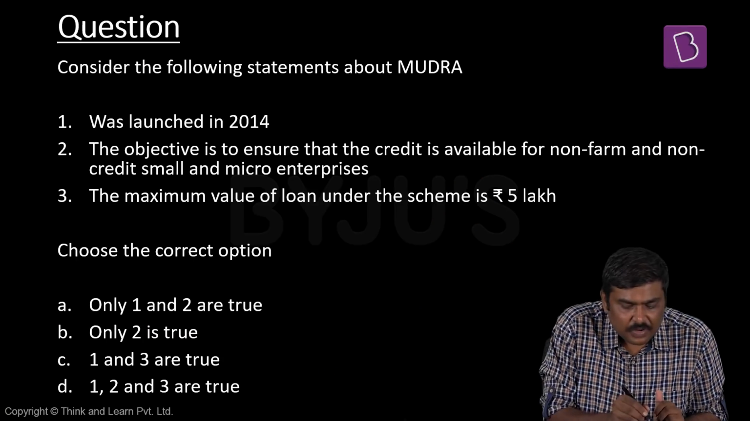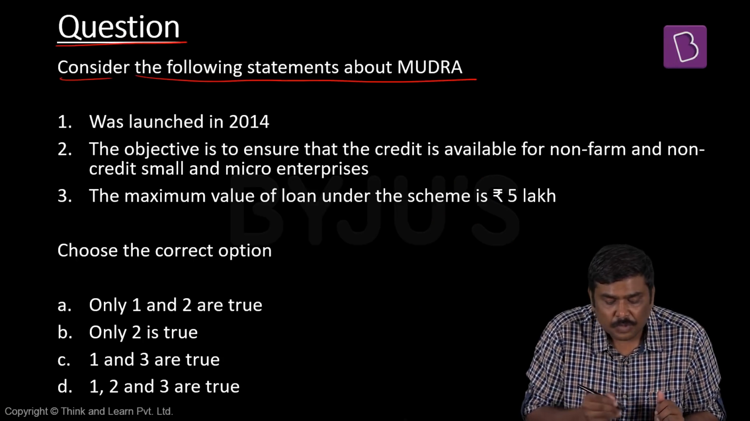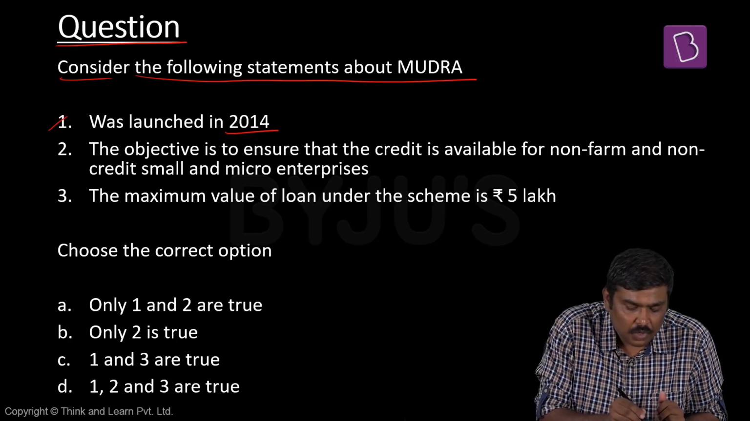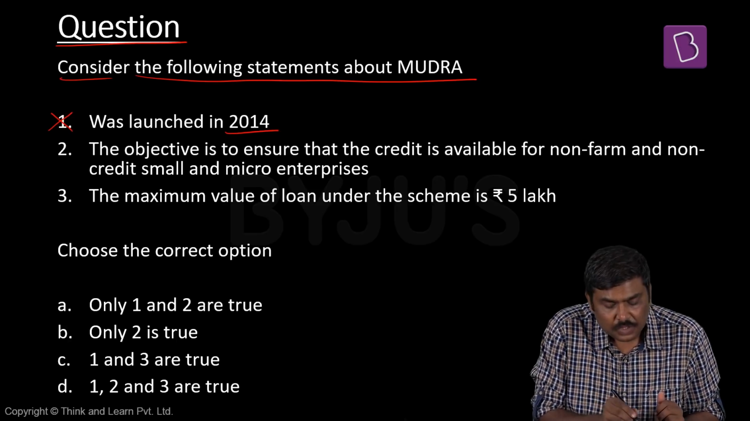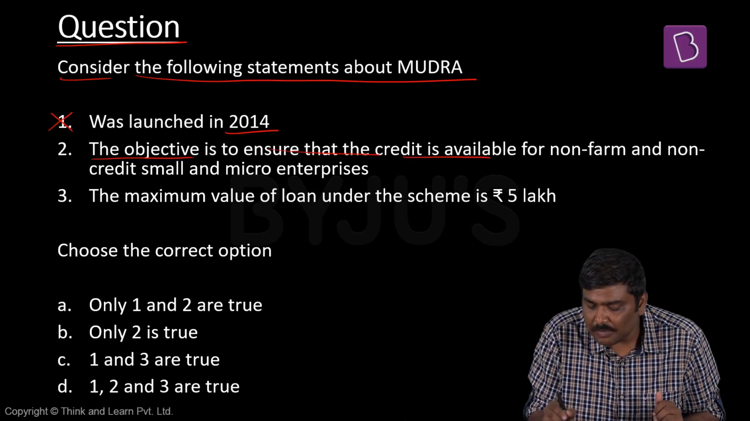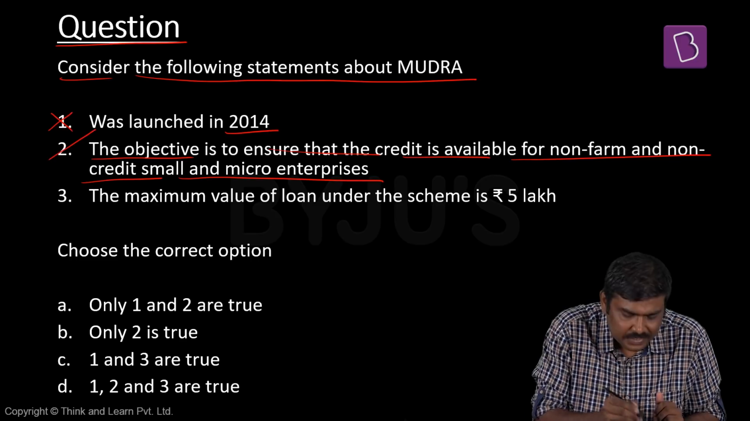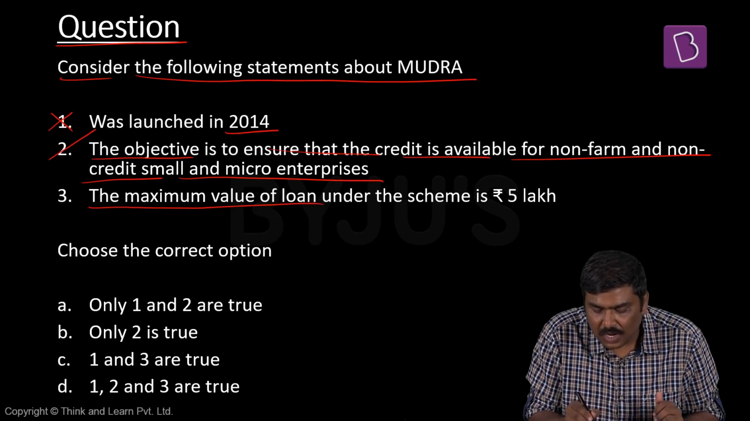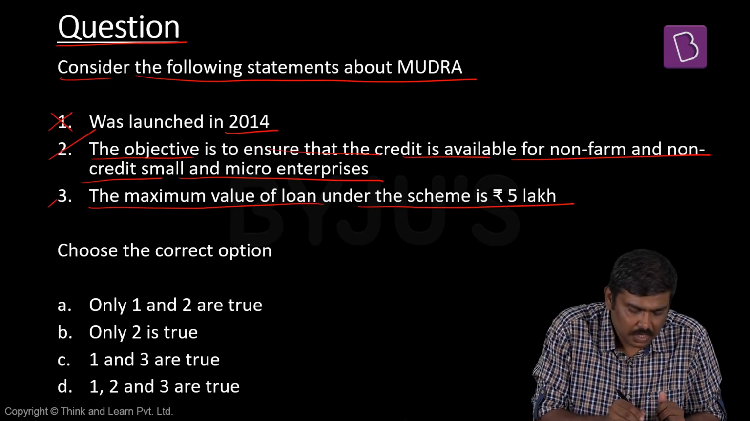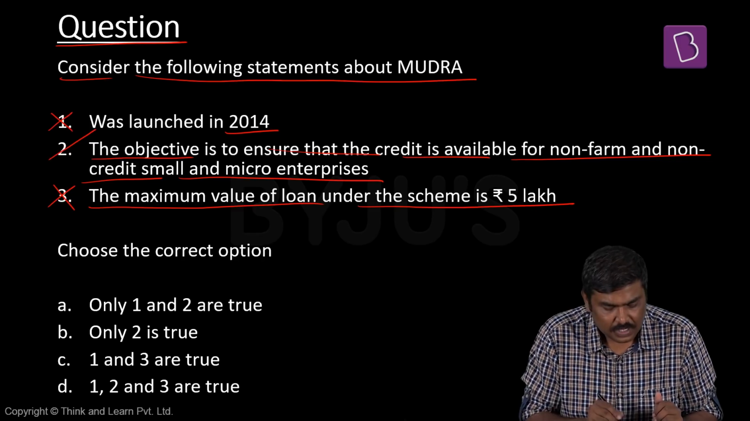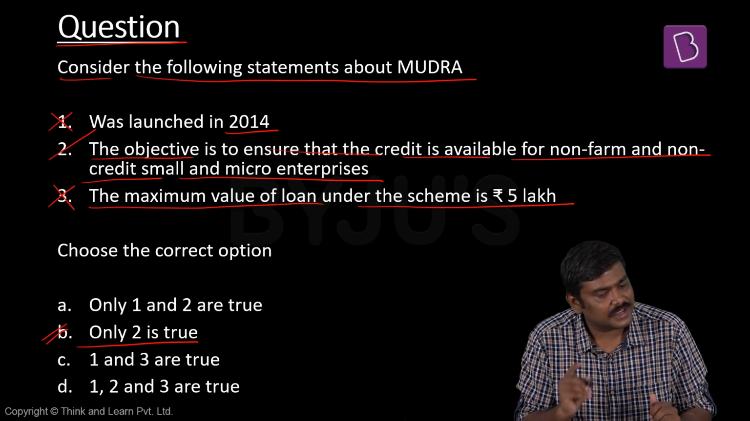So based on this, I have given a question here. Consider the following statements about Mudra. It was launched in the year 2014. Wrong. It was in 2015. The objective is to ensure that credit is available for non-farm, non-corporate, small and micro enterprises. Yes, true. The maximum value of loan under the scheme is 5 lakh rupees. Wrong. It is up to 10 lakh rupees. The right option will be option B. Only the second statement is true.